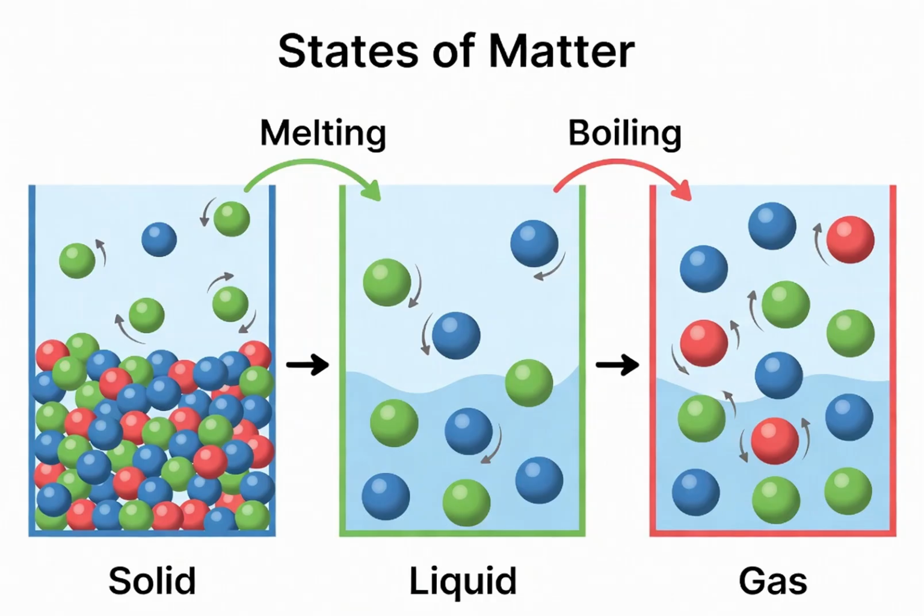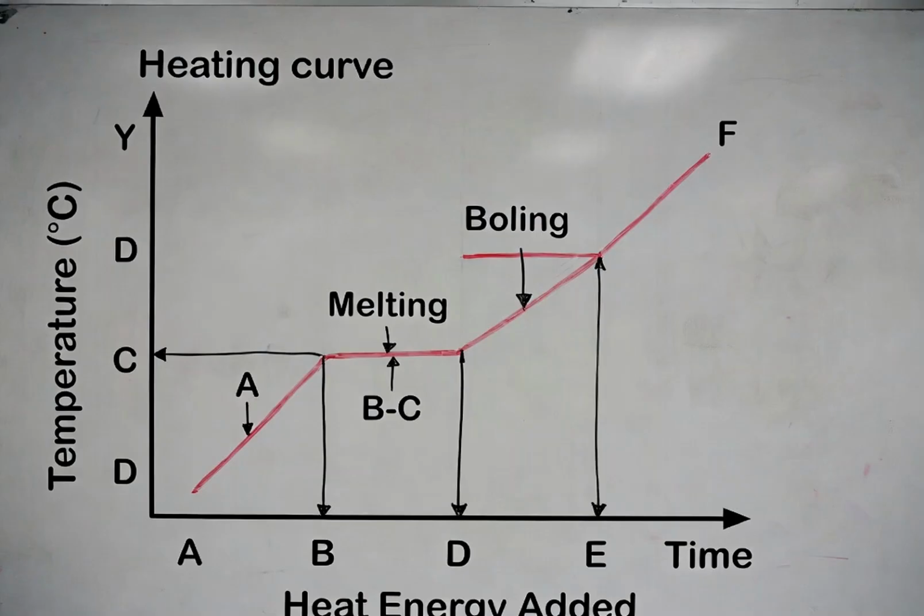Conclusion: heating and cooling curves help us understand the interconversion of physical states and show that temperature remains constant during a change of state while heat energy is absorbed or released.